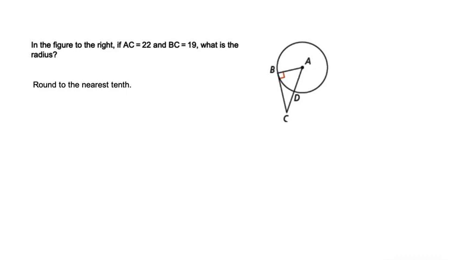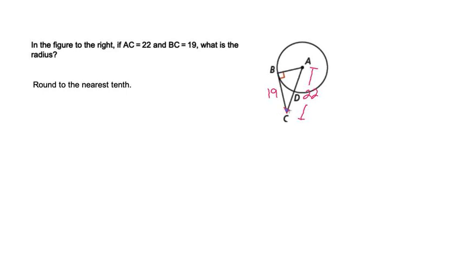Now we have a few problems to work for examples. In the figure to the right, if AC equals 22 and BC equals 19, what is the radius? So let's get this labeled. First of all, AC is 22. Next, BC is 19.